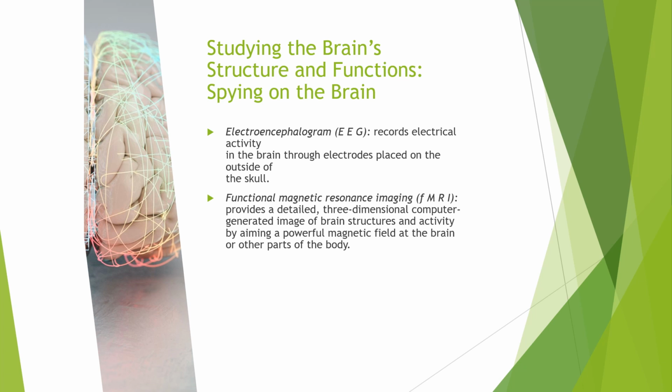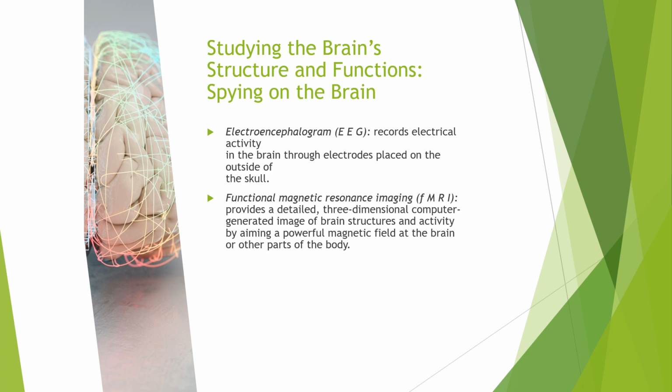But the fMRI provides a detailed three-dimensional computer-generated image of brain structures and activity, and it does so by aiming a powerful magnetic field at the brain or other parts of the body. So the fMRI is just going to give you a very detailed 3D picture of the brain structures, and the activity of those structures.